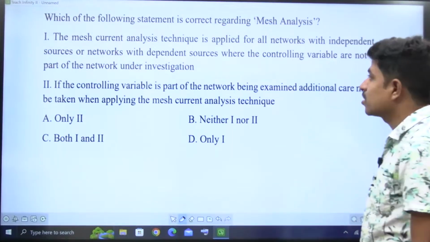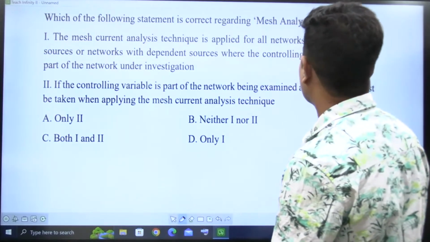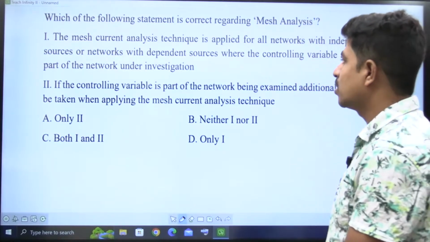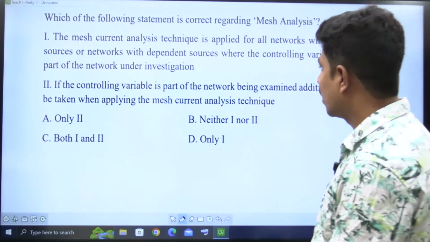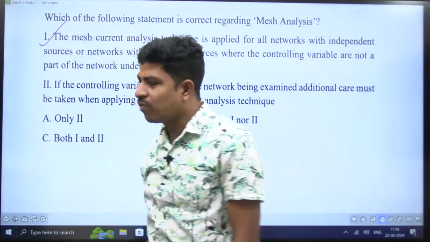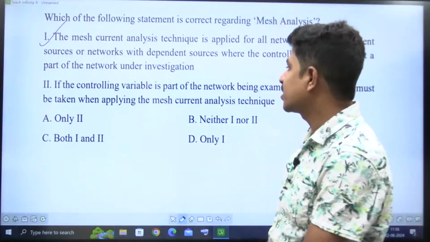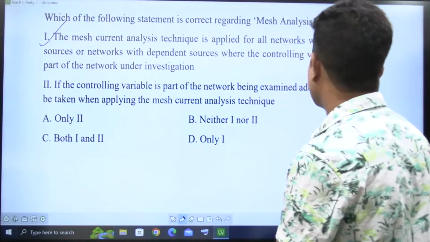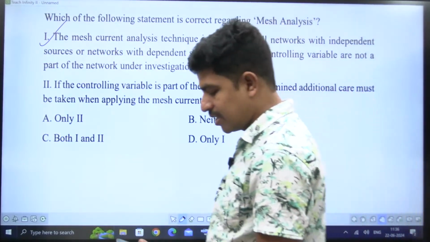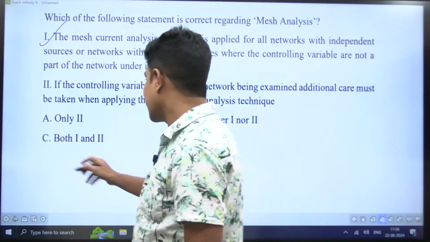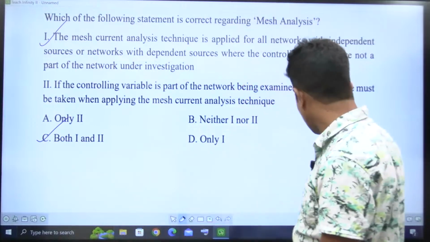Next question, please. This is from mesh analysis. The mesh current analysis technique is applied for all networks with independent sources, or networks with dependent sources where the controlling variable is not a part of the network under investigation. Irrespective of whatever it is, we can apply mesh analysis, right? Next, if the controlling variable is part of the network being examined, additional care must be taken while applying the mesh current analysis technique. Yes, we must take additional care if the control variable is part of the circuit. Both 1 and 2 are correct.